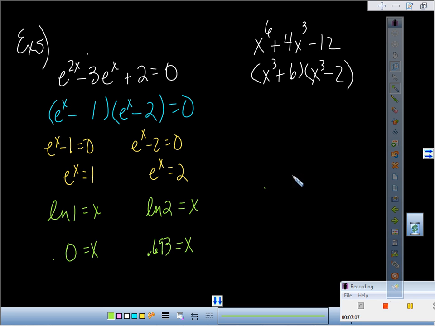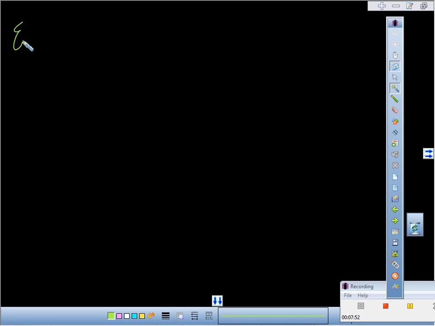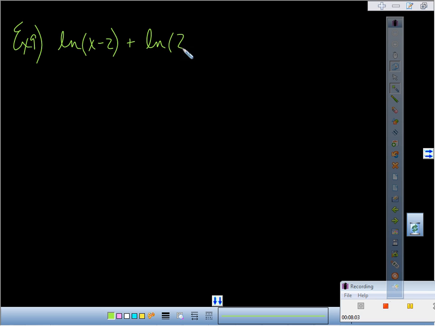Everybody okay? All right, so I wanted to work one. We did these yesterday. So, oh, here it is. I want to work this problem right here for you. This is example 9. All right, it looks like this. ln of x minus 2 plus ln of 2x minus 3 is equal to 2 ln of x.